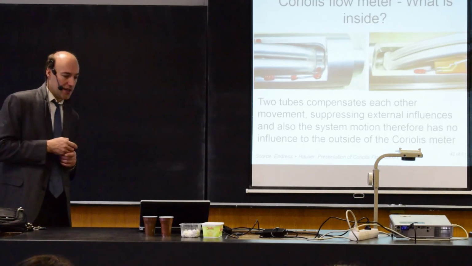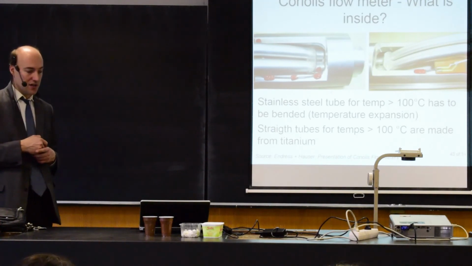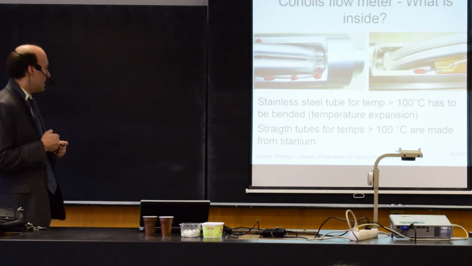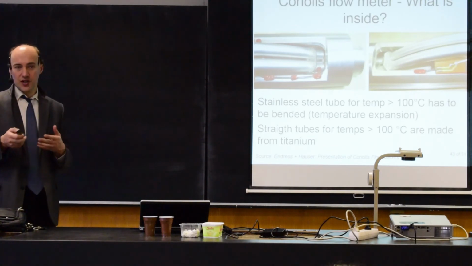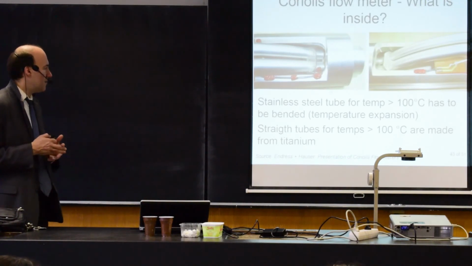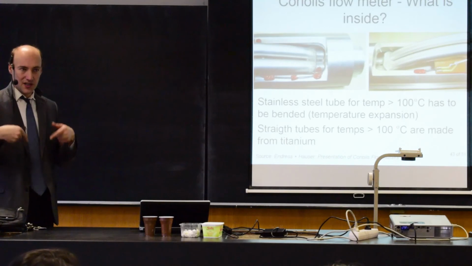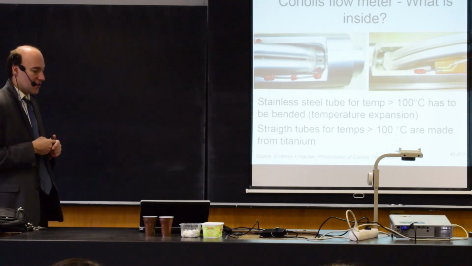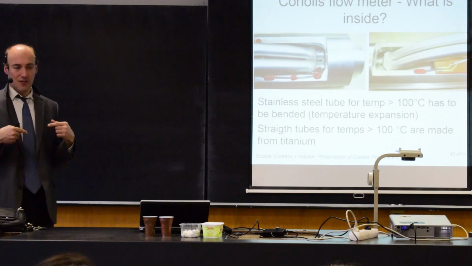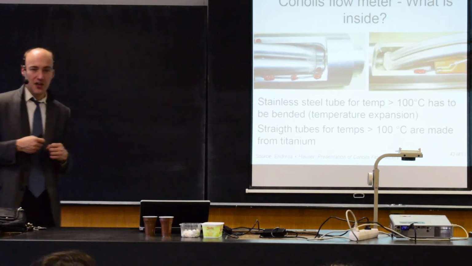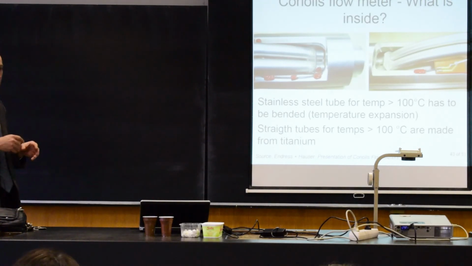The tubes are made from stainless steel, typically for temperatures higher than 100 centigrade. They can also be made from titanium, for example, if you require that for the process. The bending of the tubes creates this Coriolis force, but you can also measure the movement for straight tubes, which are typically made from titanium for higher temperatures. So it works both with straight tubes and with bent tubes.